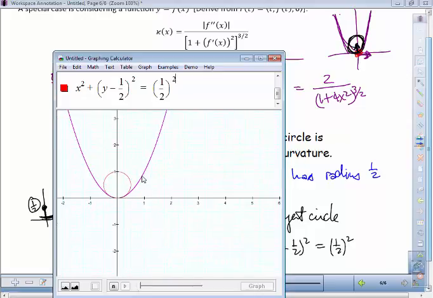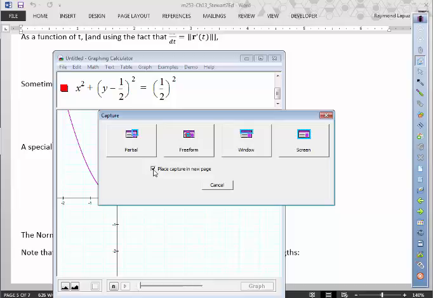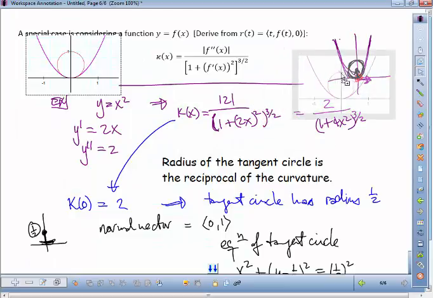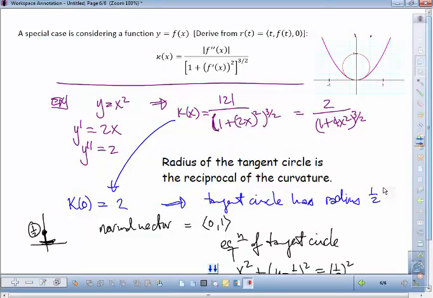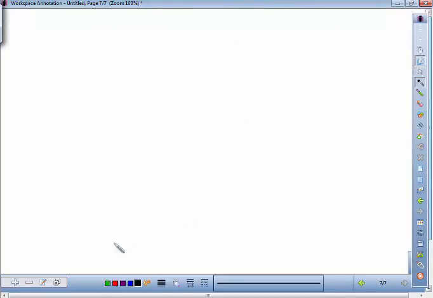So what if I was interested in finding the tangent circle at 1 or something? So if I was interested in finding the tangent circle at 1, so k of 1 will give us the radius of the circle, but how do we know which way to go? So let's get that set up. Yeah, we're going to need a normal vector. Tangent, vector, tangent circle.